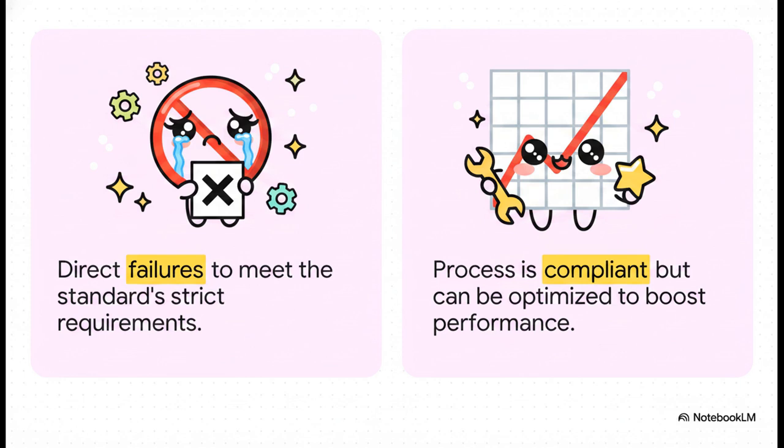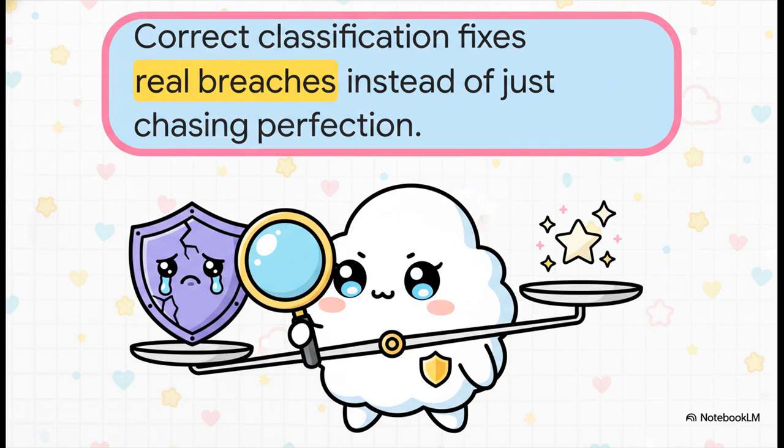Now, what's really interesting about this is the sharp contrast between our 2 main categories. On one side, you have strict nonconformities. These are direct failures to meet the standard's requirements. For example, if an AI system straight up fails to log its data access requests or its model training parameters, that is a strict nonconformity. It's a breach of the rules. On the flip side, we have opportunities for improvement, or OFIs. This is when a process is technically compliant, like it doesn't break the rules, but you notice it could definitely be optimized to boost overall performance. And honestly, distinguishing between a major failure and a minor tweak is arguably one of your absolute most important jobs.